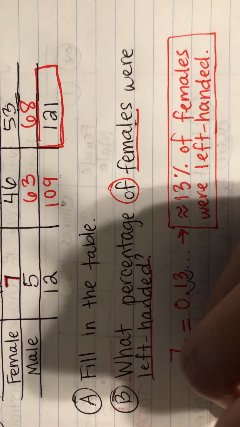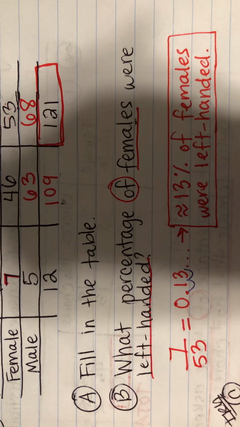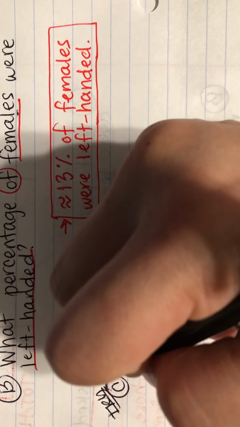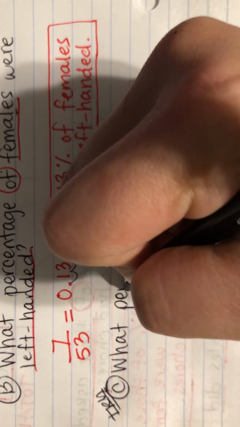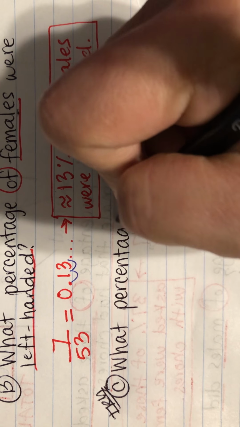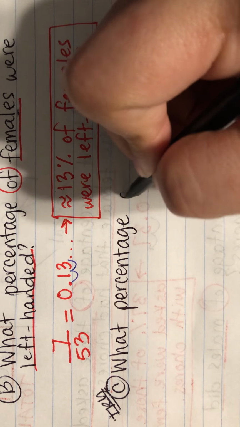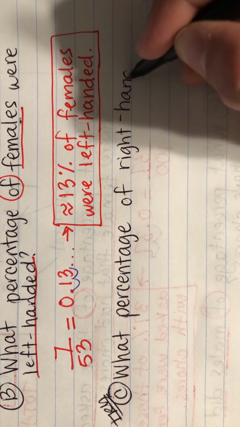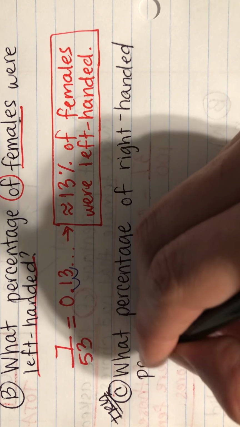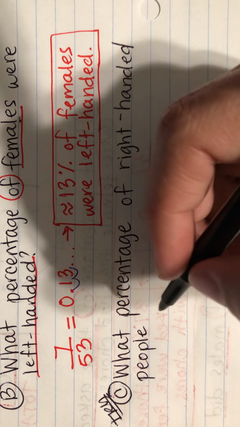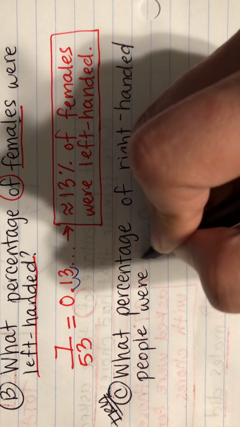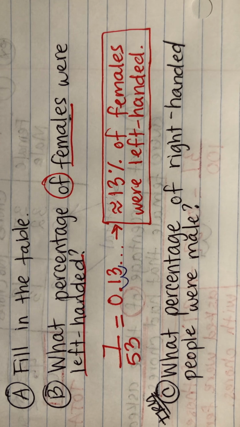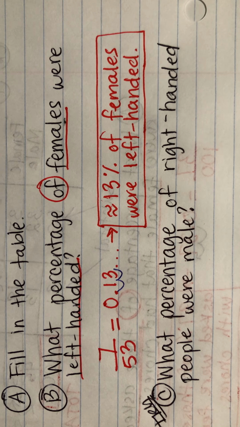Try B. Sorry, try C. What percentage of right-handed people were male? Go ahead and try it.